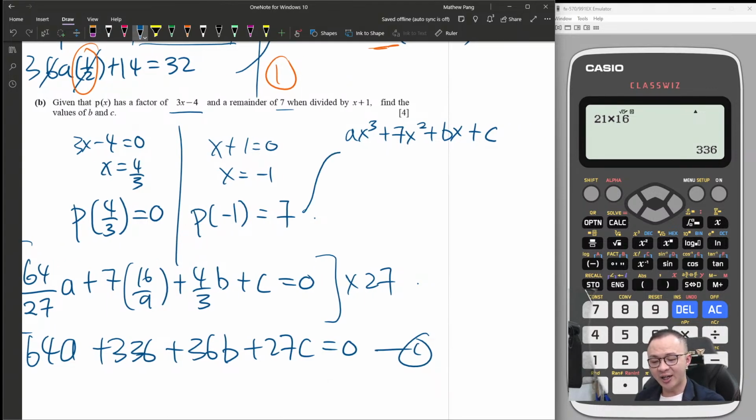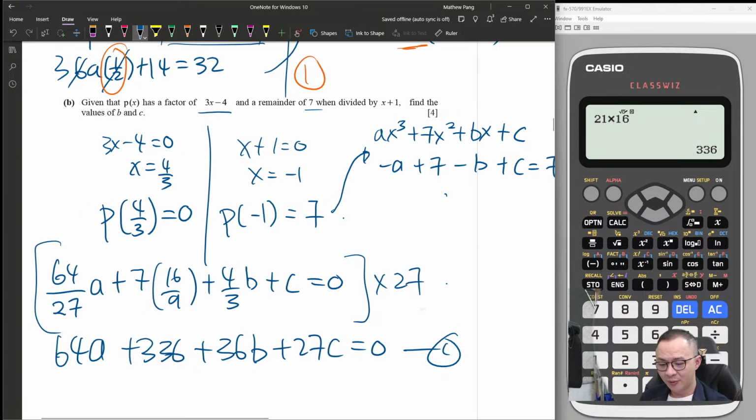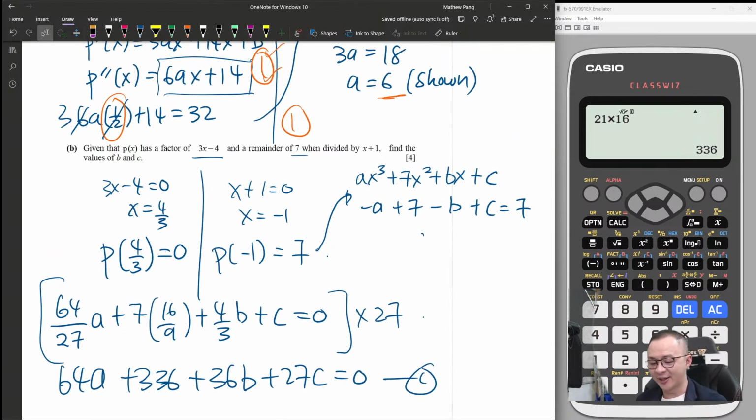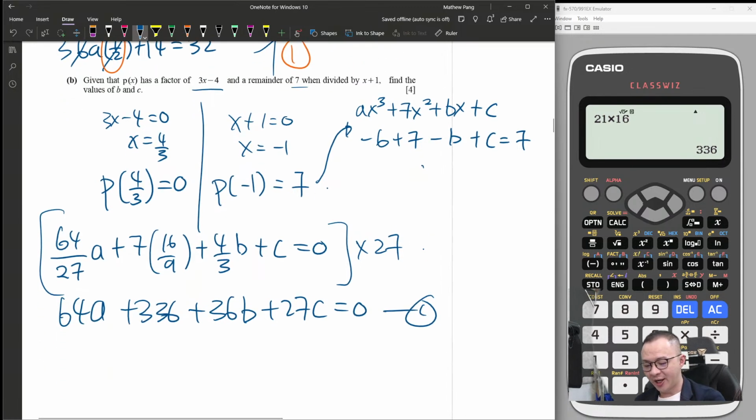Then I will sub the negative 1 here also. So I got negative a plus 7 minus b plus c equals 7, if I sub negative 1 into it. What? Oh, I already got the a, is it? Yeah, a is 6. We already know the a value, so I can sub in the a. So a is 6, I will insert the 6 here.